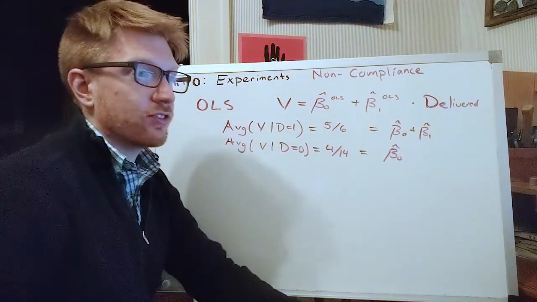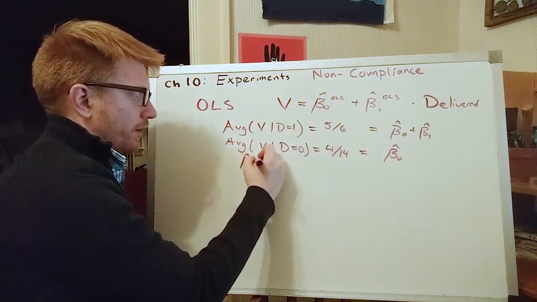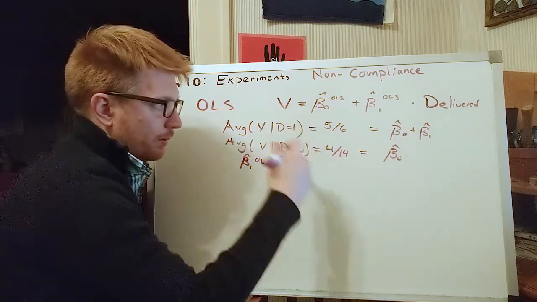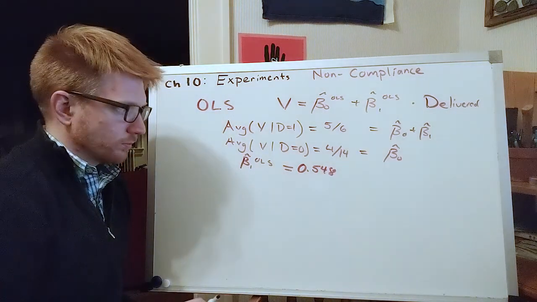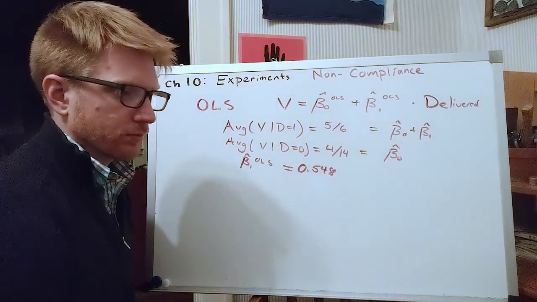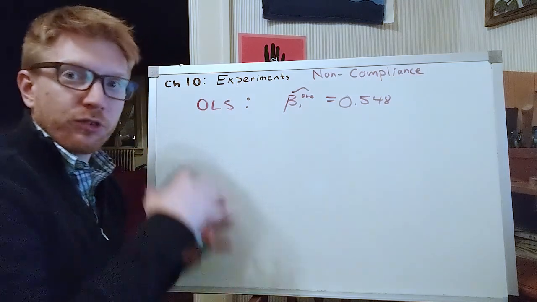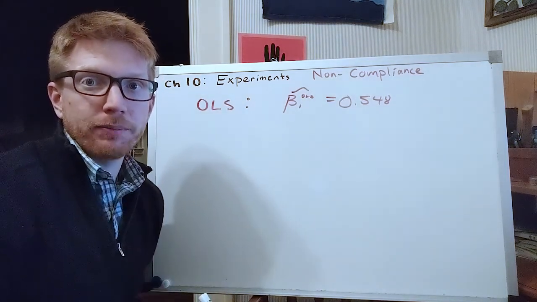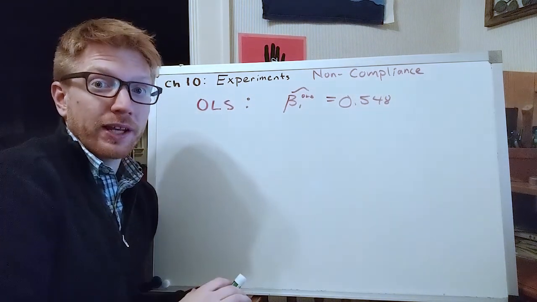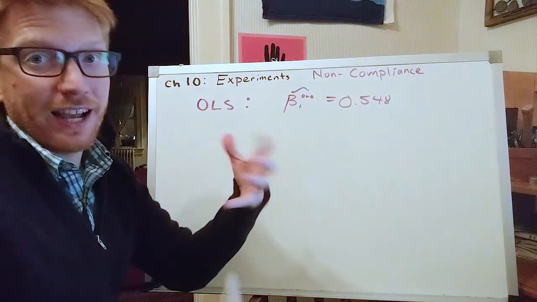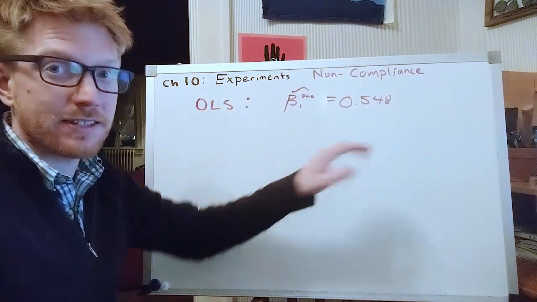Beta 1 hat is just the difference between those, and our OLS value of beta 1 hat is going to be approximately 0.548. We know that this ordinary least squares regression isn't necessarily capturing the causal impact because while the targeting was randomly assigned, there could be something going on with the actual delivery where that's not being randomly assigned. So this could potentially be a biased estimate.